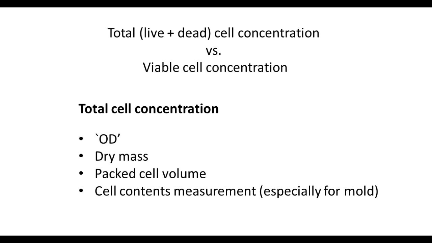You could also use something called packed cell volume. This is the volume that is occupied by the cells in a rather concentrated solution of cells, typically in industry. Packed cell volume is used in some industries as a measure of the total cell concentration, the fraction of volume that is occupied by the cells. Or you could also use cell contents measurements, especially for molds. We said that molds are organisms that grow by extension of hyphae. So the number of cells may not be an indicator; it's just one cell, but increasing in mass through extension of hyphae. For such organisms, we measure the contents of the cell. Those are the methods for total cell concentration measurement. Let us see the principles one by one.